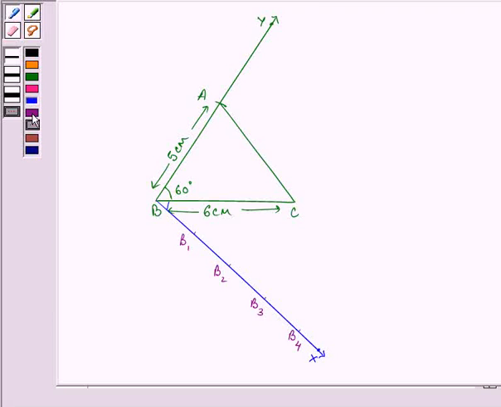So, we will be joining B4C firstly and now through B3 we will be drawing a line which is parallel to B4C intersecting BC at C dash. This point will be C dash.